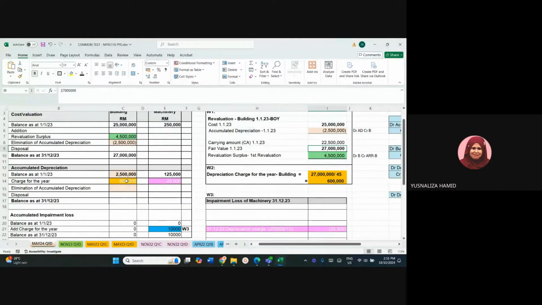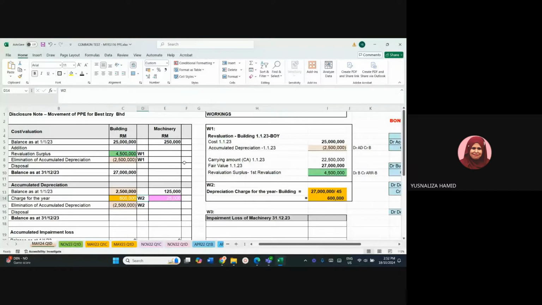And at the same time, when you eliminate accumulated depreciation and you credit building, it will also appear here. So when you debit accumulated depreciation, it is here. So I put all the workings here. You can check, I put all the workings here, right? So this refers to this working. Working number one is for the building.